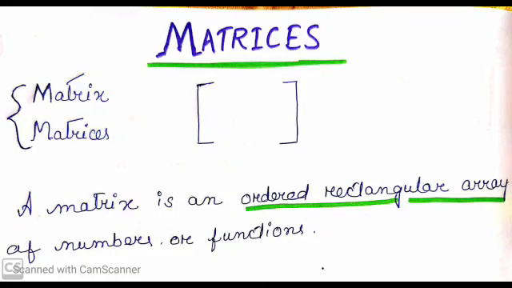Matrix is the singular form and matrices is the plural form. So if we say matrix, it represents only one matrix, and if we say matrices, it means there are more than one matrix.